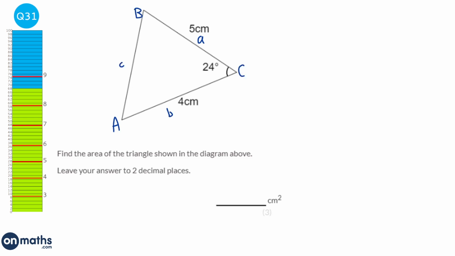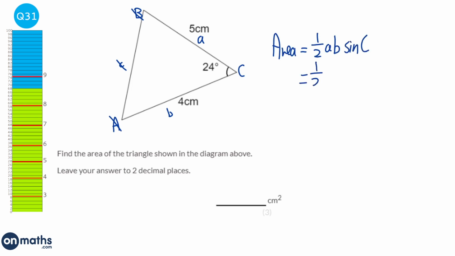So we don't have the angles A and B, and we don't have length c, but we do have little a, little b, and the angle C. And there's a nice little formula to work out the area of this triangle, and that formula is half a b sine C. It's a nice little formula.